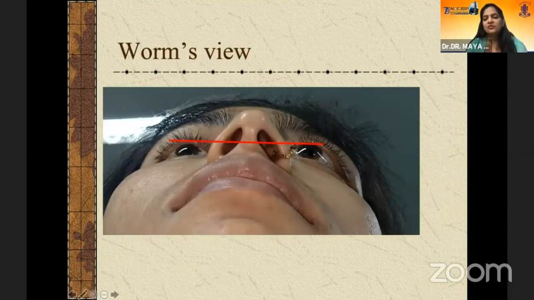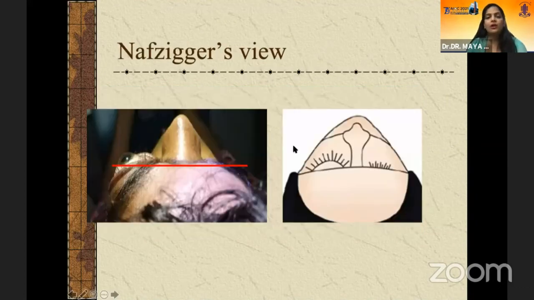Now do some important examination tests in the OPD, like Worm's view, that is when you look from downwards, you can see the difference between the apex of the cornea of the two eyes. The proptotic eye will appear more prominent, while in the Naffziger's view or the bird's eye view, the examiner has to stand behind the patient and look from above downwards. Here, normally you don't see the eyeball or the apex of the cornea because of the prominent supraorbital rim. In case of proptosis, it will appear prominent.